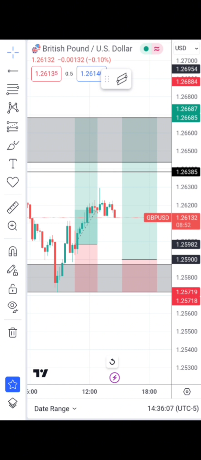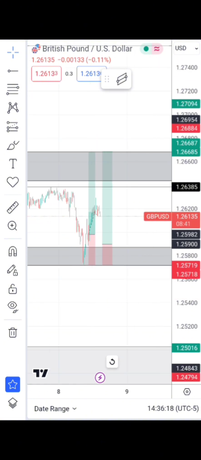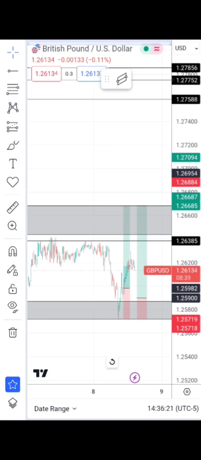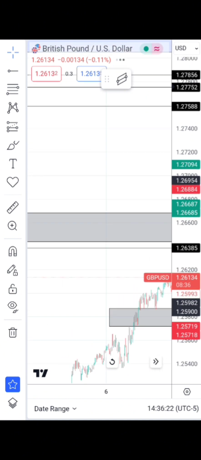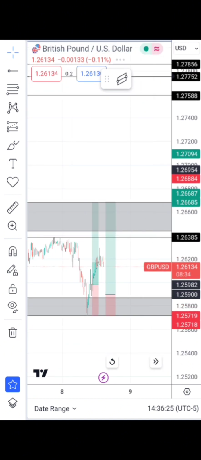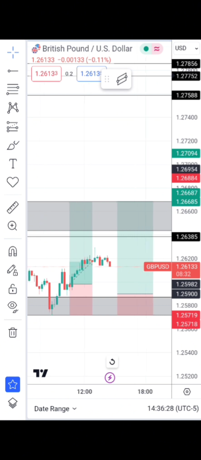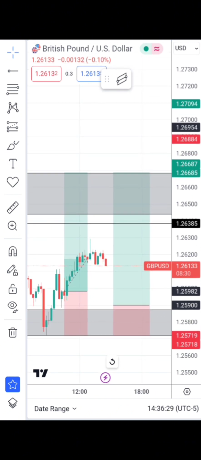So my target is the 1.26687. The price could go as high as the 1.27 area, but grabbing the highlighted RR will still do good for me. So let's see how the market will play out.